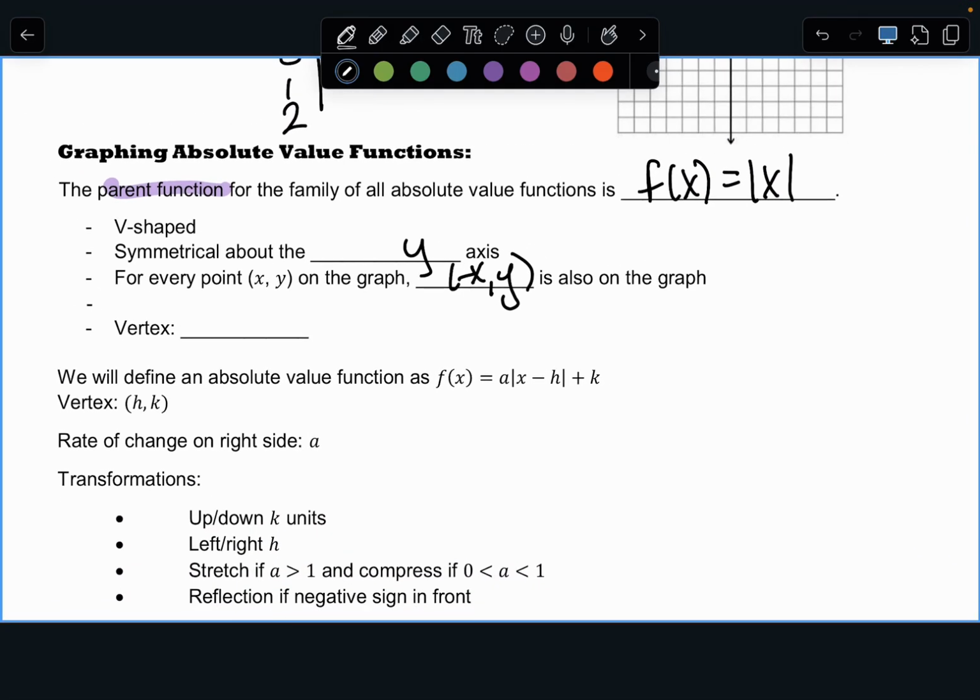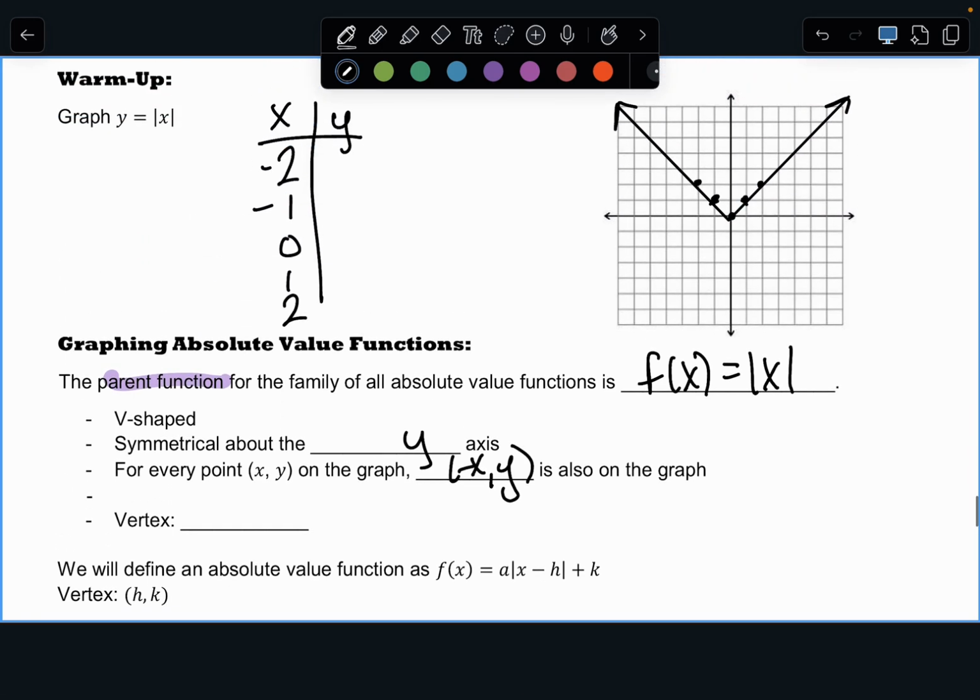And then the last thing about this graph is the vertex. Does anyone know what a vertex is? Yeah, essentially where the two sides of your graph meet, it's the point of your V, the bottom point or the top point if it's upside down. So for your parent function, your vertex is 0, 0. This is the most basic function.